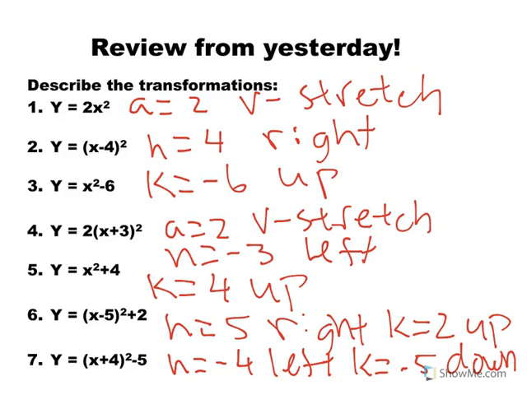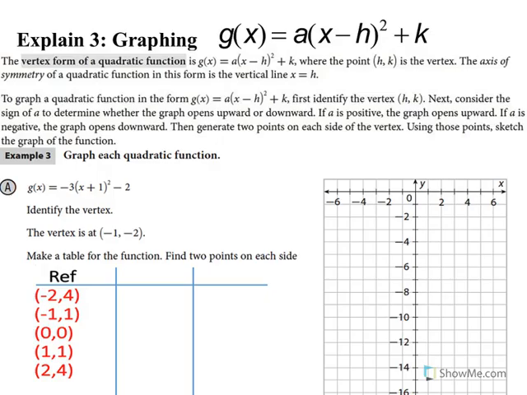Okay, so for Day 2, now we're adding our value A to our graph, right? The vertex form of a quadratic function is g of x equals a times the quantity x minus h squared plus k, where the point (h, k) is the vertex. Remember that (h, k) is the vertex. The axis of symmetry of a quadratic function is the vertical line x equals h. So this is part of the vertex here, right?